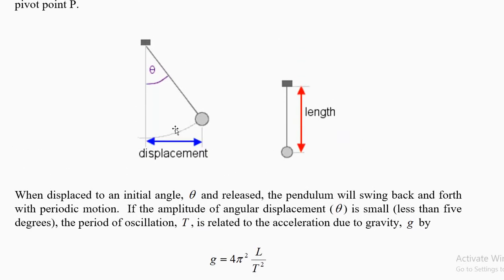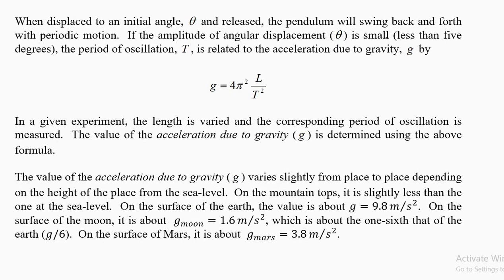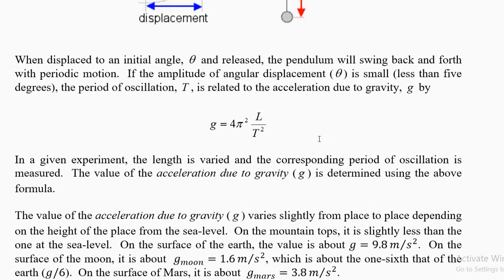Now, when you lift the pendulum and release it, it will come back due to the gravity. That's why you will be able to measure the gravity, but the angle should be small. This is very important, about less than 4 or 5 degrees. Now in the experiment what we'll do is we'll measure the length and we'll measure the time. The time is very small, so you have to use a small stopwatch and you have to measure 10 or more oscillations. I'll explain it shortly.